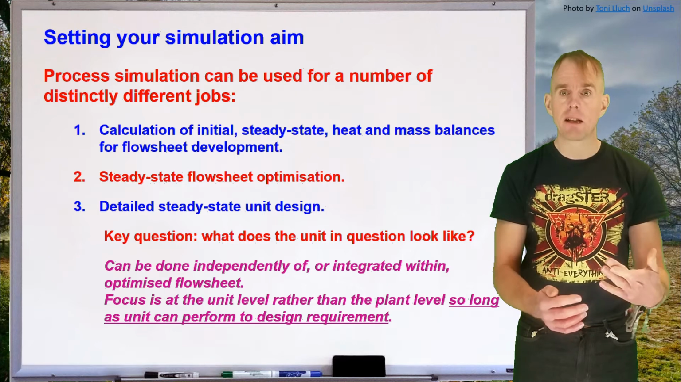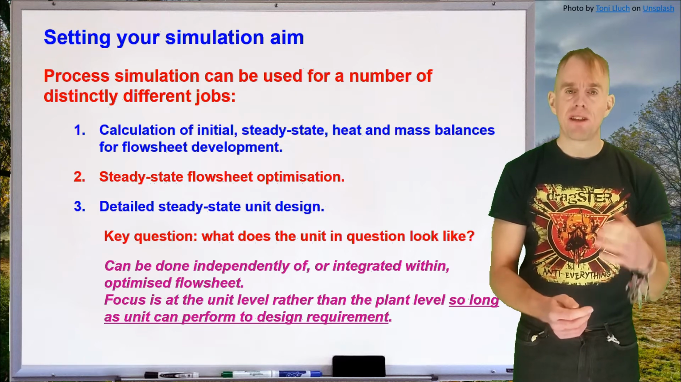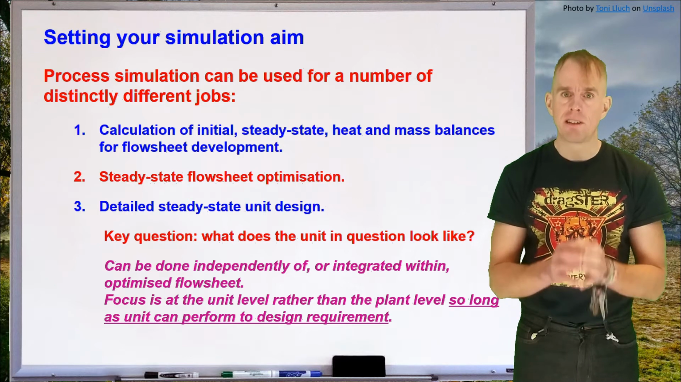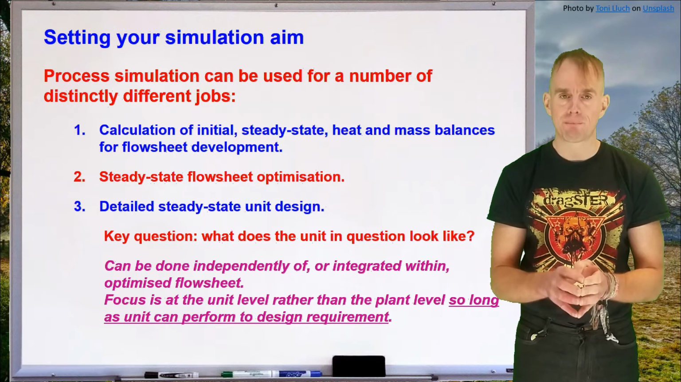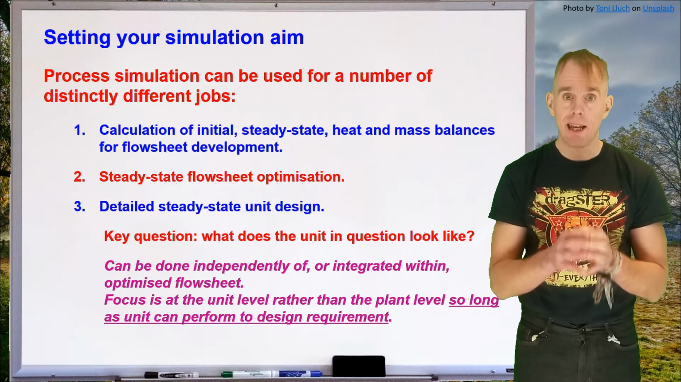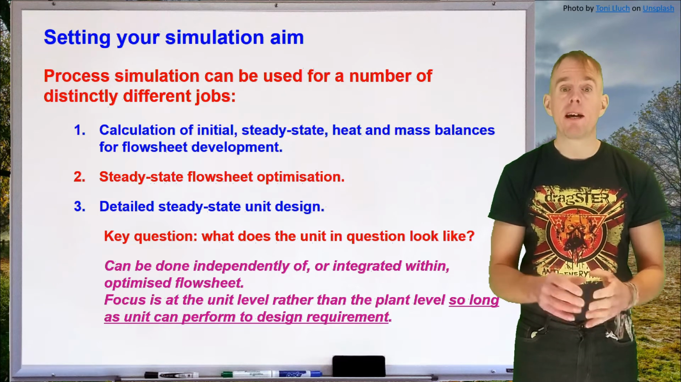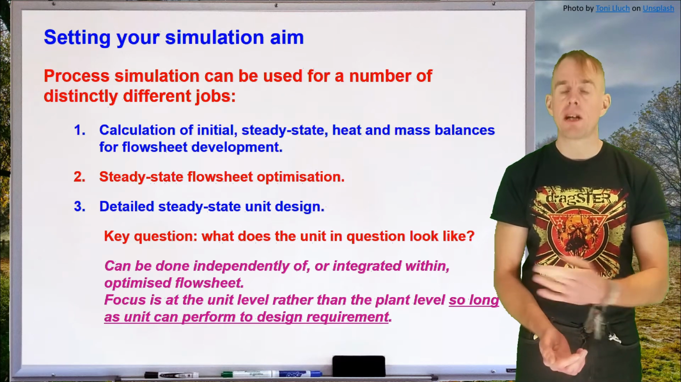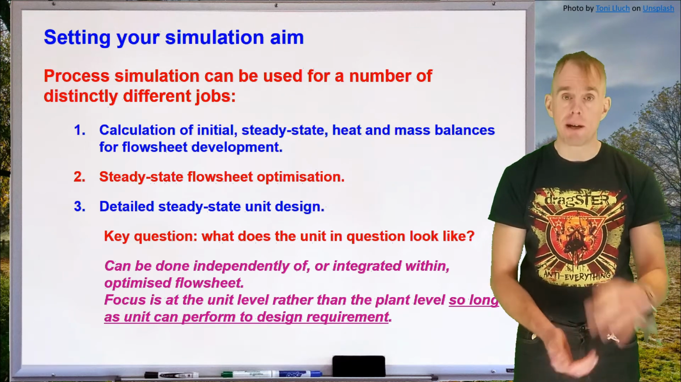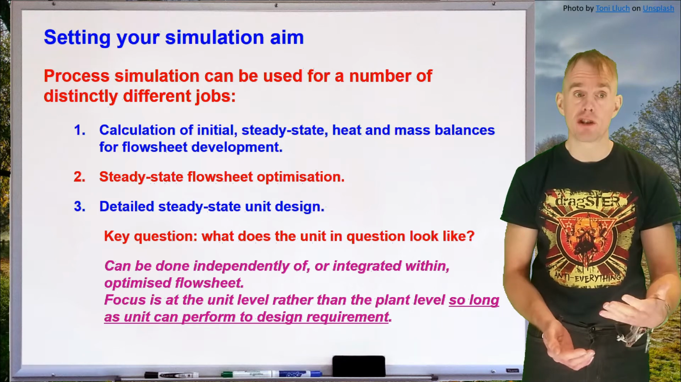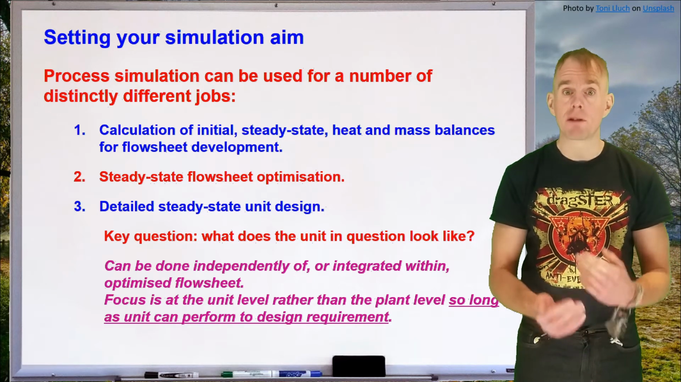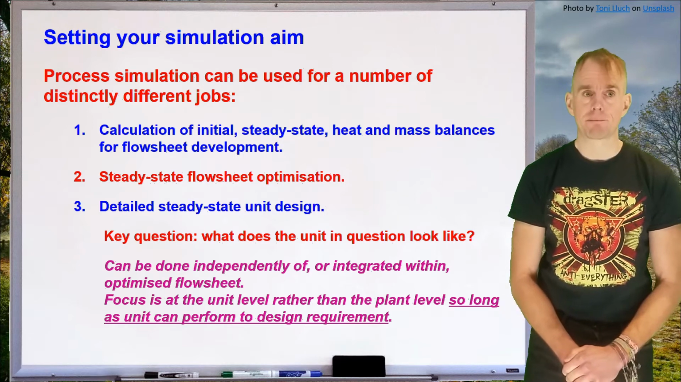If you do it independently, you must make sure that the unit in question actually hits the performance targets that have been set by the overall flowsheet. If you're combining the unit into the flowsheet, be aware that if you change the unit configuration, then it can have quite a large impact on the remainder of your flowsheet, which may then be very difficult to reconverge. And so it's a design decision how you go about this particular task.